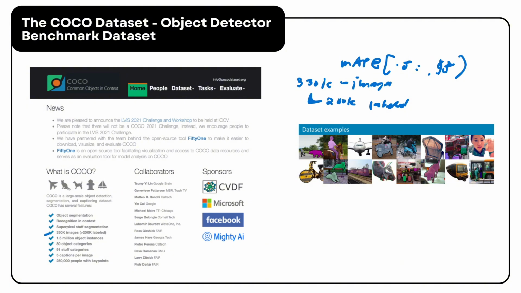So if you want to build or test an object detection model, you can use COCO. COCO is one of the best places to start.